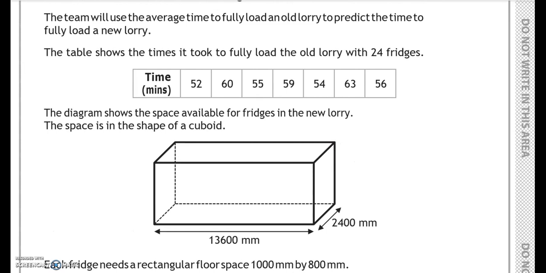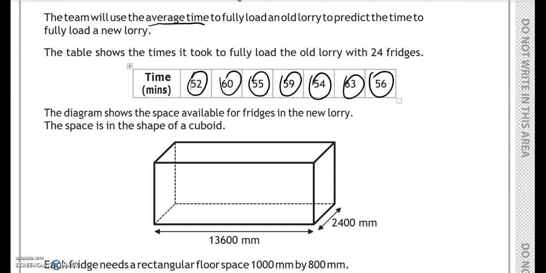As the team will use the average time to predict, we're going to add these amounts together and divide them by 7. So it's 399 divided by 7, which gives us 57 minutes.